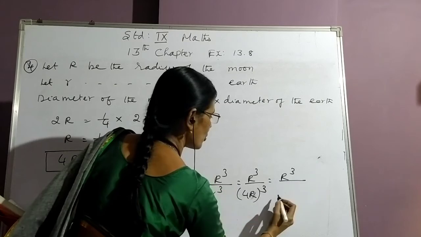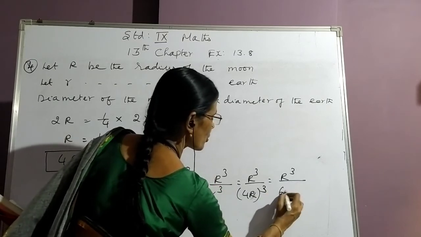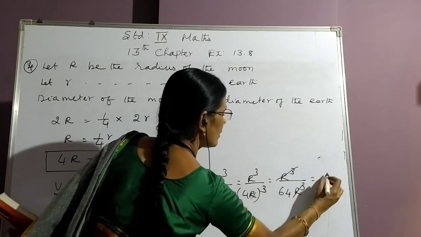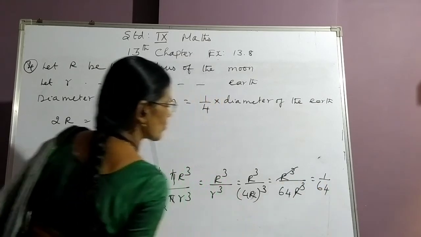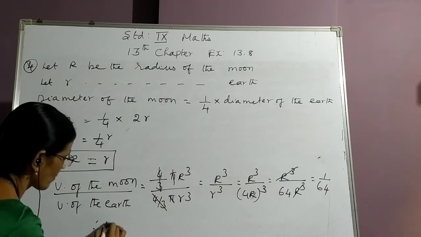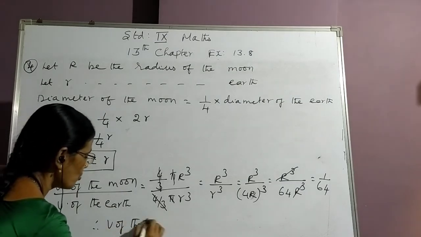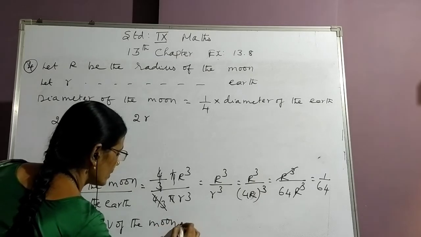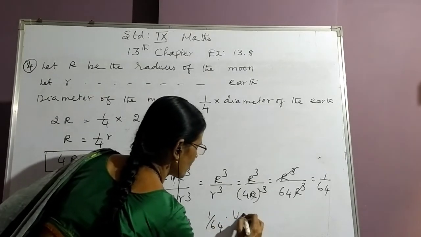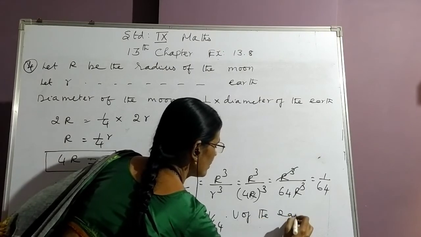So it is R cube divided by 4 cube, which is 64 R cube. R cube got cancelled. So how many times? It is 1/64. Therefore, volume of the moon is 1/64 times volume of the earth.